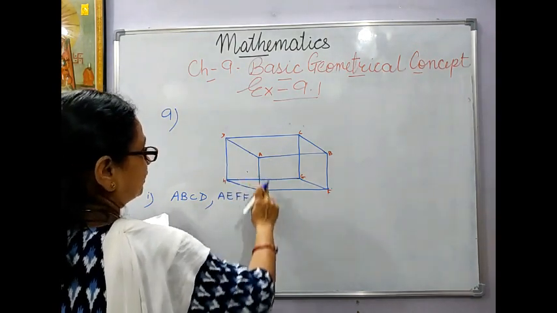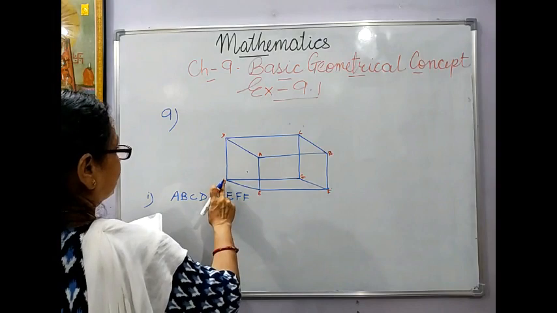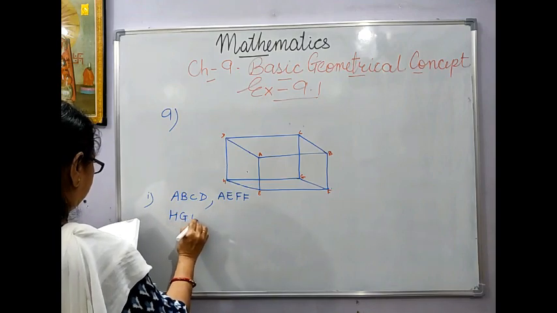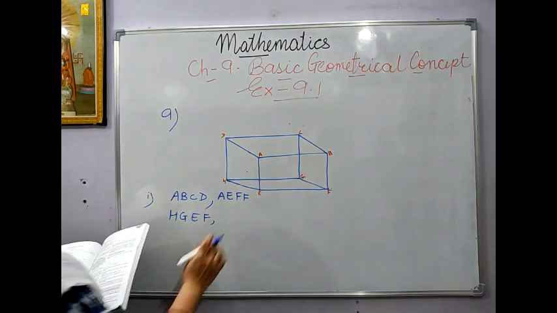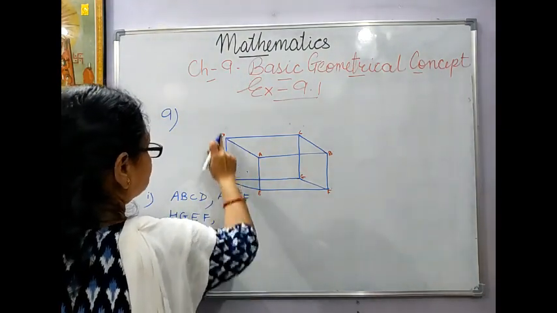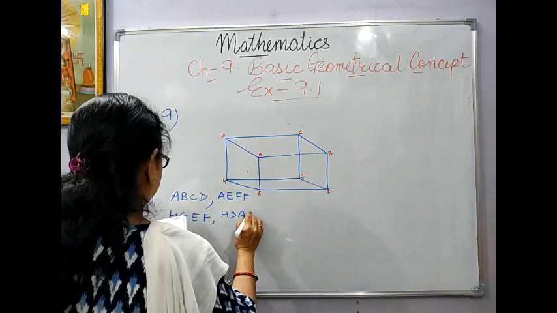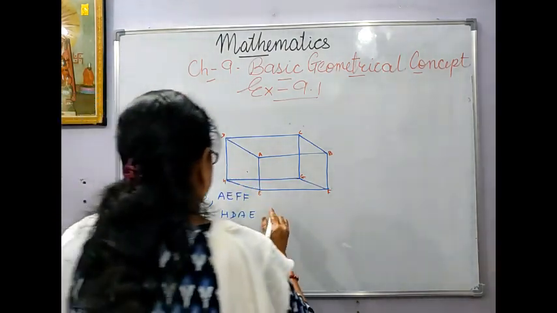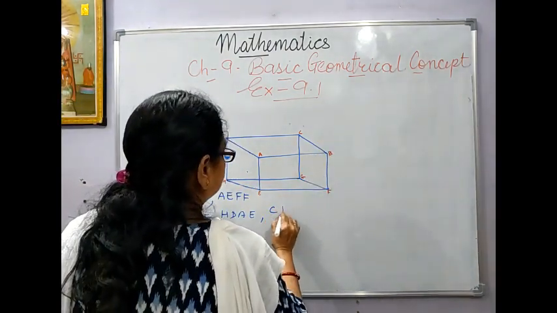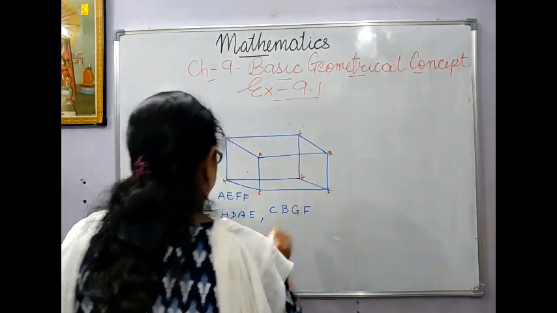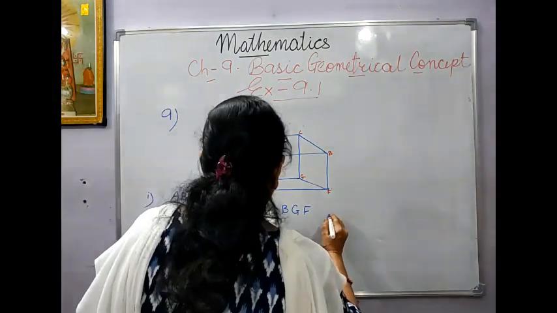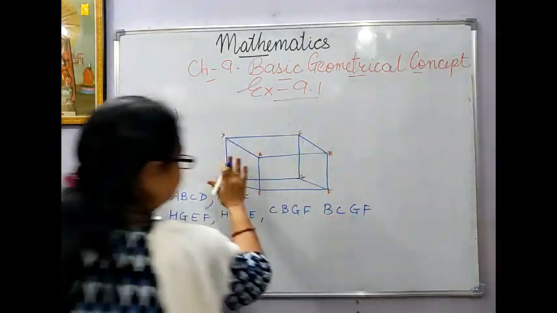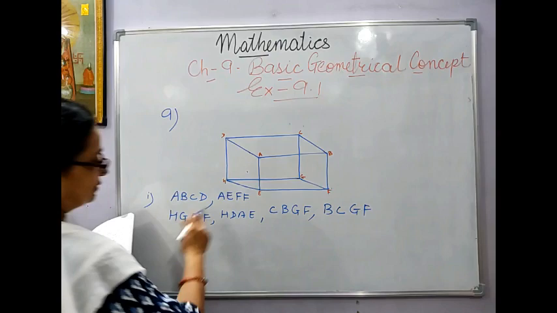Then one plane we have taken, one we have taken this. Then your third will be H, the one which is below: H, G, E, F. Okay, then we'll take the side ones, this one and this one: H, D, A, E. Then it will be this one, C, B, G, F. So the one which is left is this side, B, C, G, F. This we have taken, this side is left, so it will be like this.